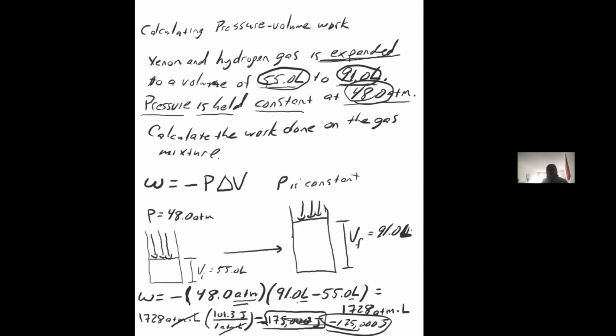So that little conversion factor, 101.3 joules per atmosphere liter, you could write it either this way, 101.3 joules per 1 atmosphere liter.